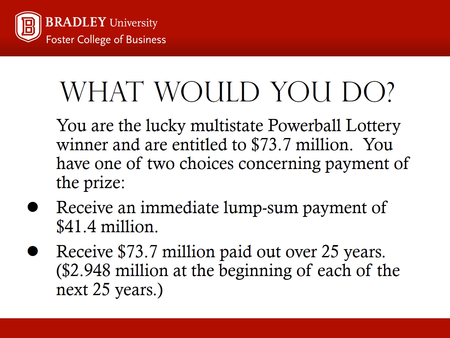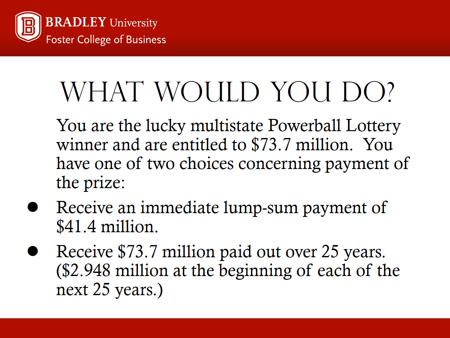So this is an example of, let's say that you won the Powerball lottery, and so you're entitled to $73.7 million in payoff money. So, or prize money, I guess. So you can get it one of two ways. If you want your money in a lump sum, they're only going to give you $41.4 million. If you choose to get the money spread out over a 25-year period, that's how you get the $73.7 million. You would get just under $2 million a year every year for 25 years.